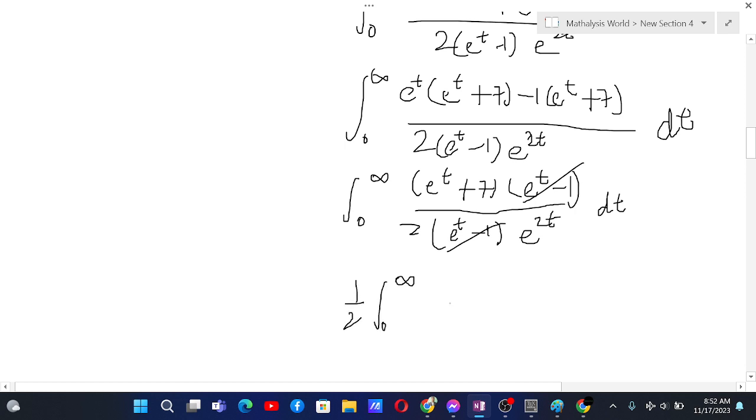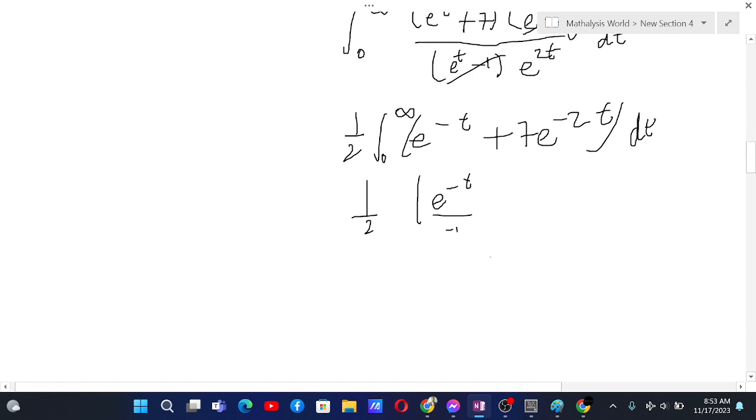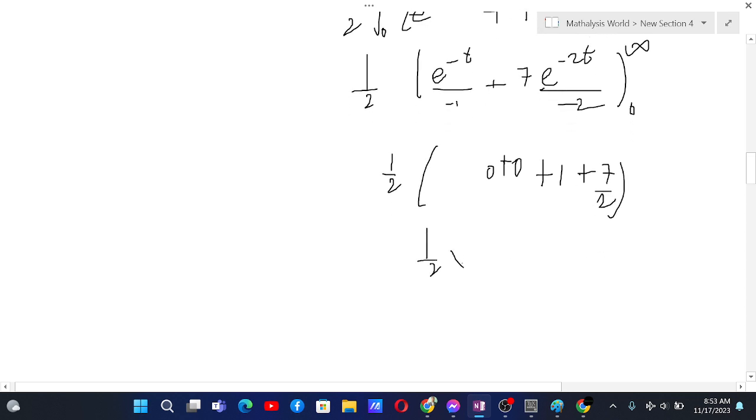to infinity e to the power minus t plus 7 times e to the power minus 2t dt. Now it's easy. E to the power minus t by minus 1, plus 7 times e to the power minus 2t by minus 2 from 0 to infinity, 1 by 2. At infinity it is 0, and at 0 it's plus 1, at 0 it's plus 7 by 2. Okay. And now that's 1 by 2 into 9 by 2. So that's 9 by 4. Okay, so that's the answer.